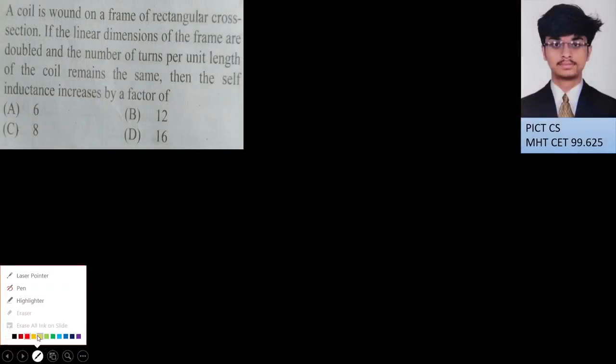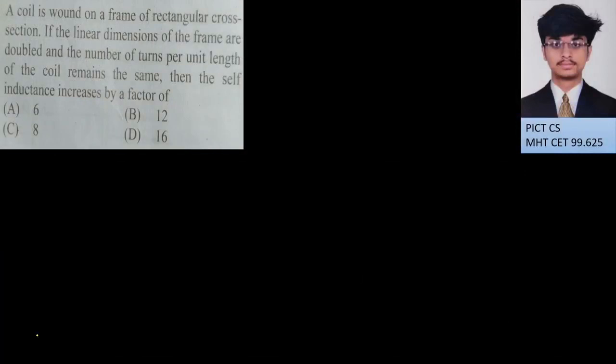What's the question? A coil is wound on a frame of rectangular cross section. If the linear dimensions of frame are doubled and number of turns per unit length of the coil remains the same, then the self-inductance increases by a factor.